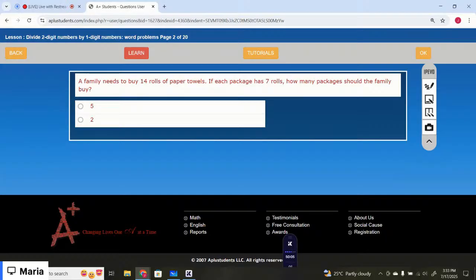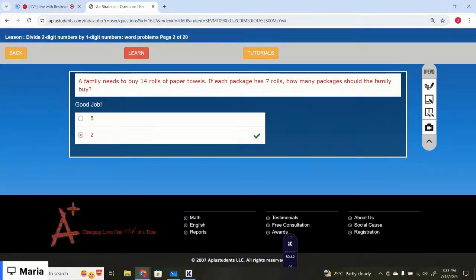A family needs to buy 14 rolls of paper towel. If each package has 7 rolls, how many packages should the family buy? So 14 divided by 7 is 2. Option number 2 is the correct option.